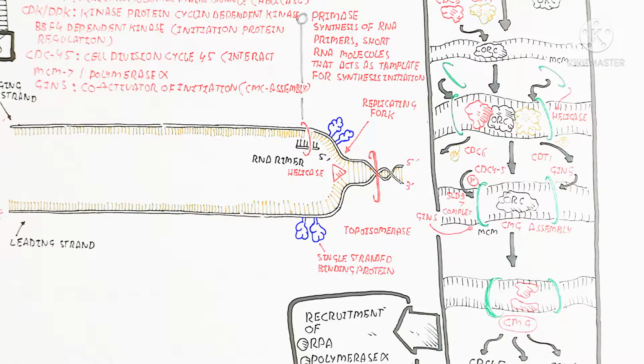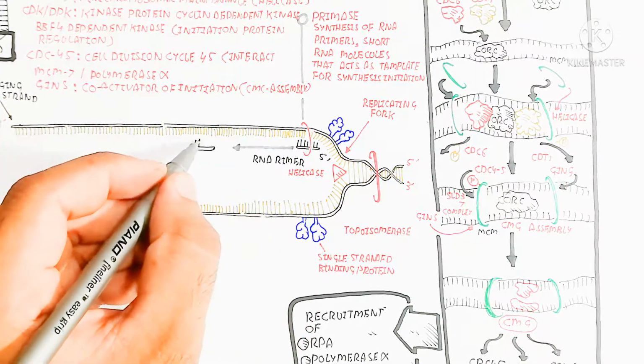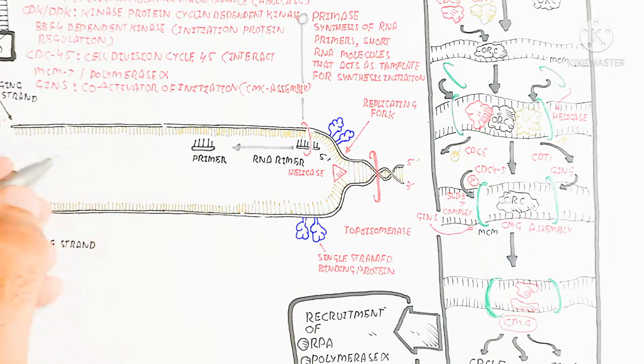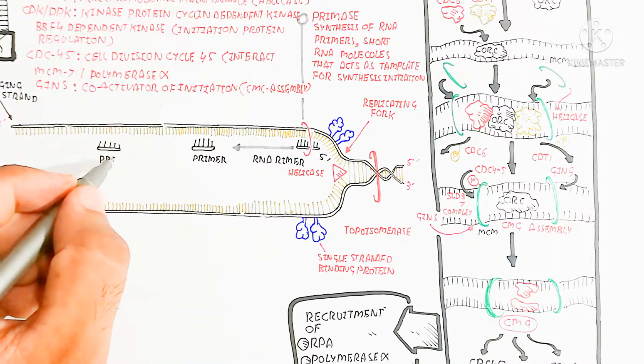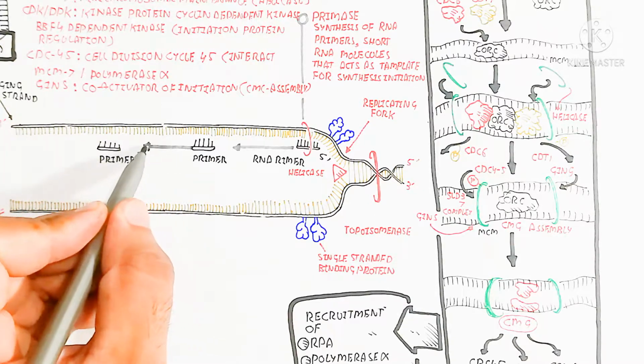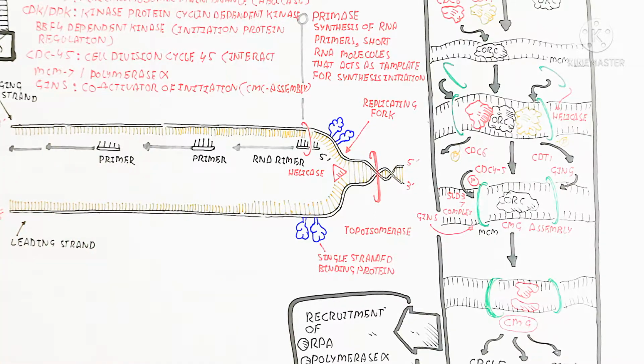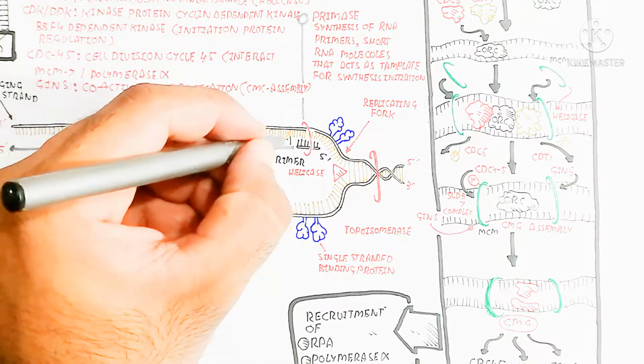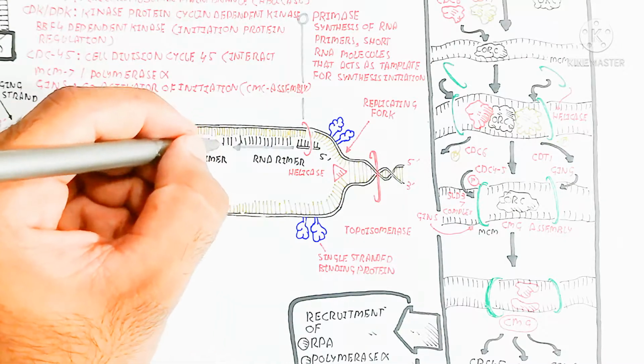The leading strand simply replicates. The primer binds after the primase enzyme, and with primer binding the polymerase reaction begins. DNA polymerase delta will bind for initiation and elongation. So this is the elongation.